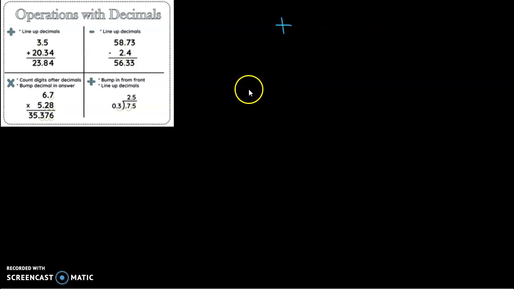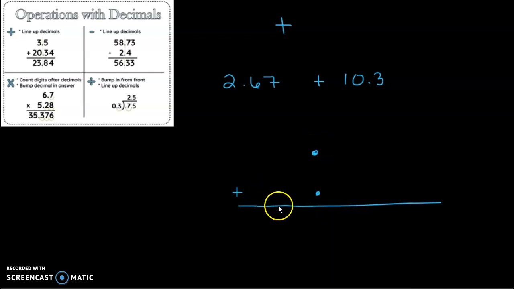We can pick any numbers, it doesn't really matter. So I'm just going to pick 2.67 plus 0.3. Okay, actually let's do 10.3. So in this case, the first step, it says for addition, line up your decimals. So this is how I set it up. I know I'm doing an addition problem, and my answer is also going to have a decimal lined up. Doesn't matter which one goes first, so let's do 2.67. So 2 decimal 6 7. And then we have 10.3.